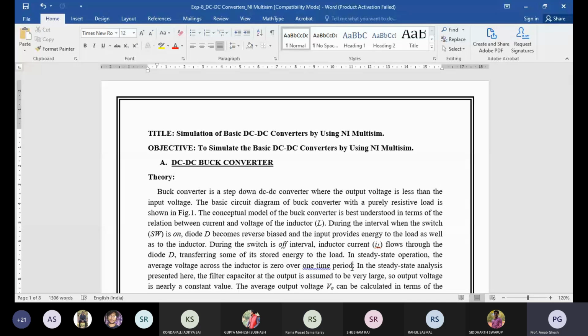Now Ramakrishna sir will show you some simulation for your reference, and the rest of the simulation you have to complete in your hostel and submit the report.